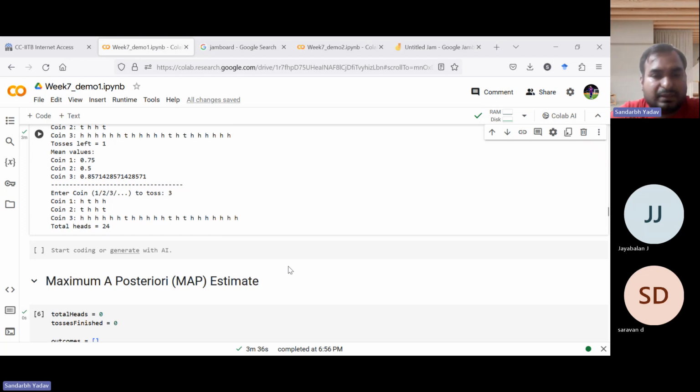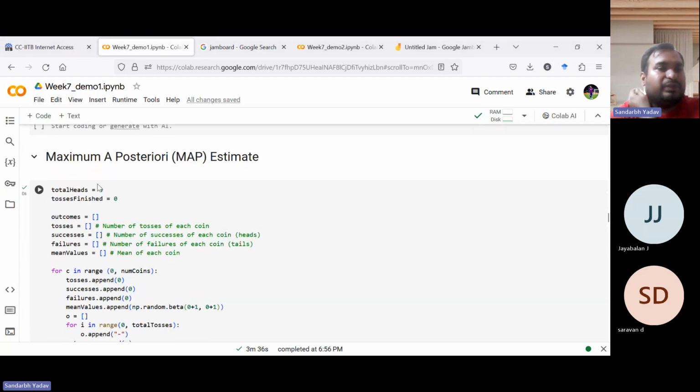I hope you got this. Now I'll move to the second one. This is the maximum a posteriori estimate. In this, we will be using the beta distribution as discussed in the slides. For the beta distribution, we need two parameters. The outcomes and tosses parameters are the same, and the means are just replaced by mean values. But remember, there the mean was of the data we were seeing, simply the number of heads upon total number of tosses. But here the mean will be of the beta distribution, so this will be alpha upon alpha plus beta. This is what will go inside this array.